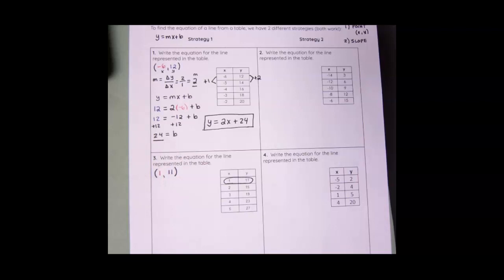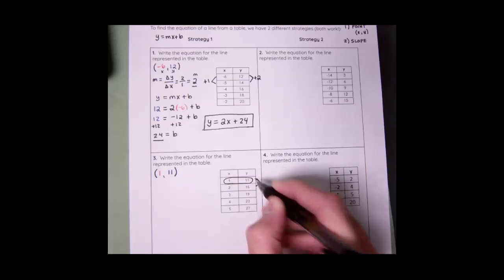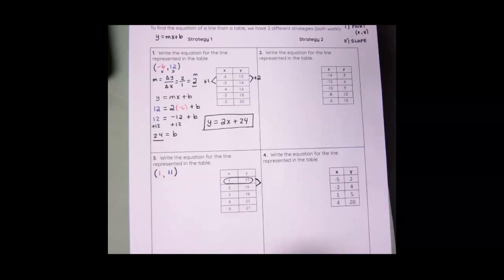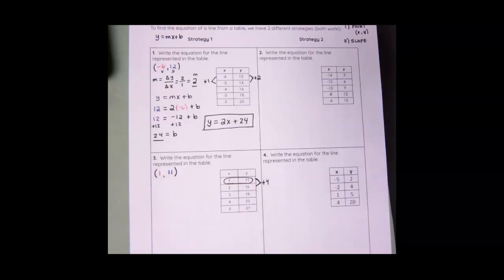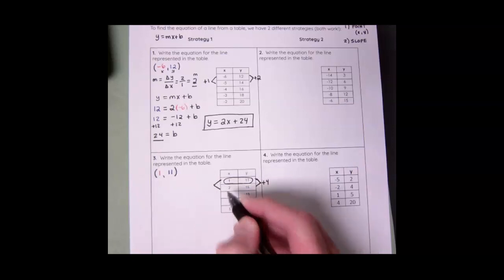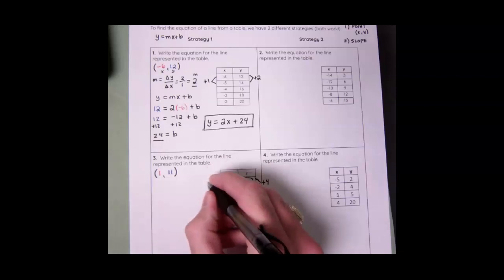Now to find my slope, remember I need to do change in y over change in x, excuse me. My change in y, 11 to 15. 15 minus 11 is 4. So my change in y is plus 4. Okay, 1 to 2. Those numbers are getting bigger by 1 each time, all the way down. So I have plus 1.